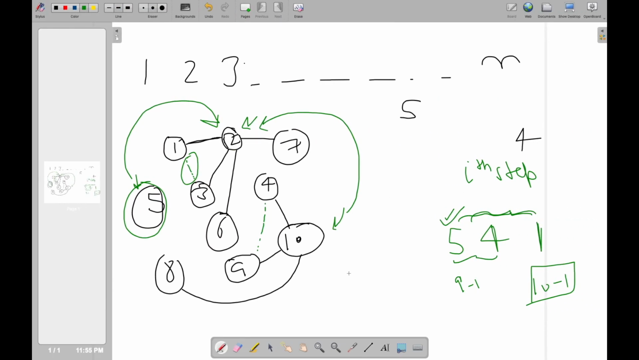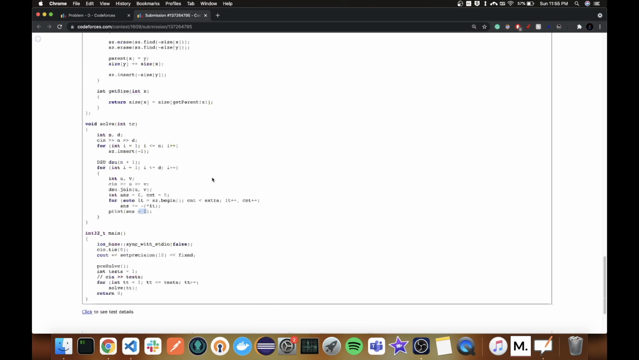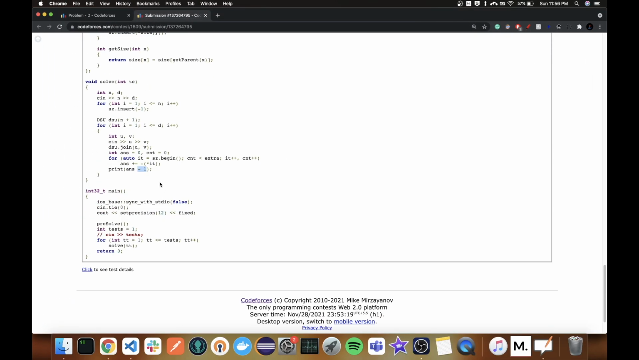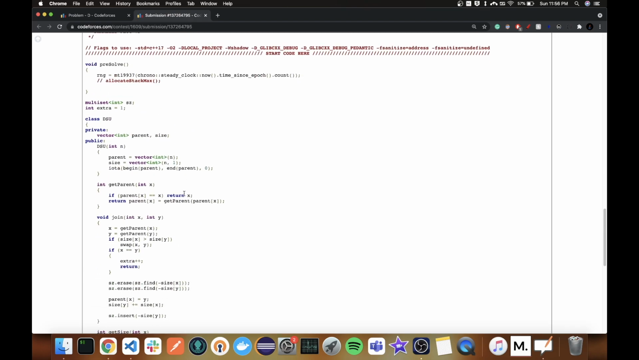whatever the connected component size is, the connected components look like this, right? Yeah, that was it. And I just print it and keep doing this. So that was the solution for problem D.